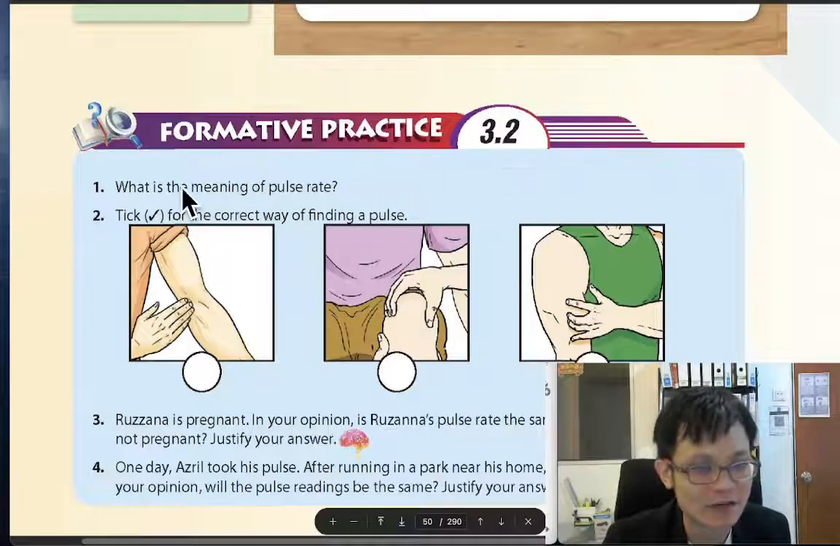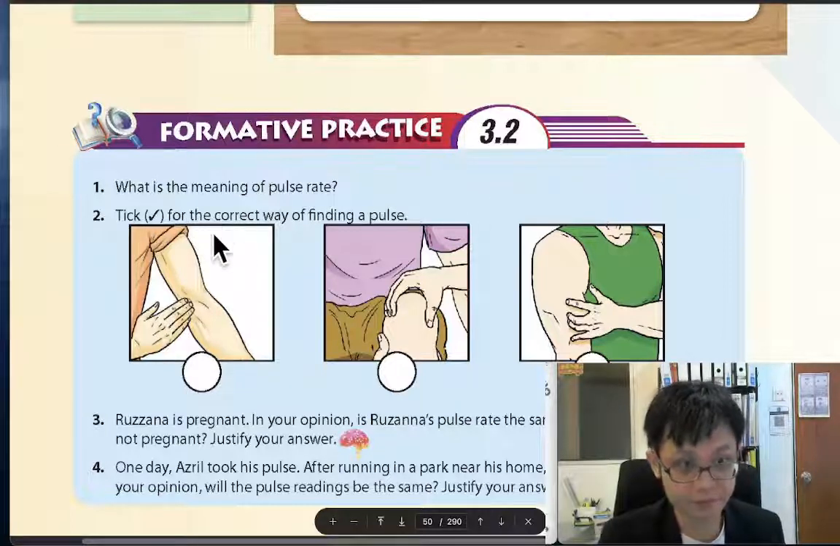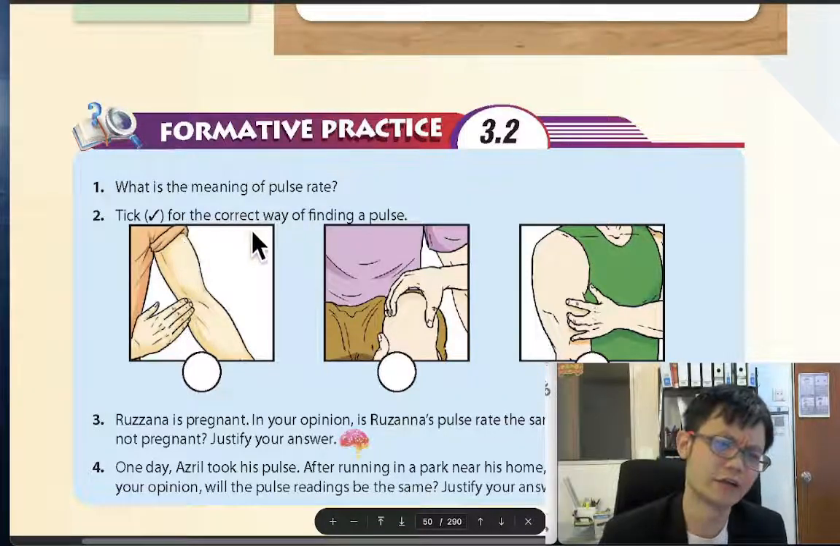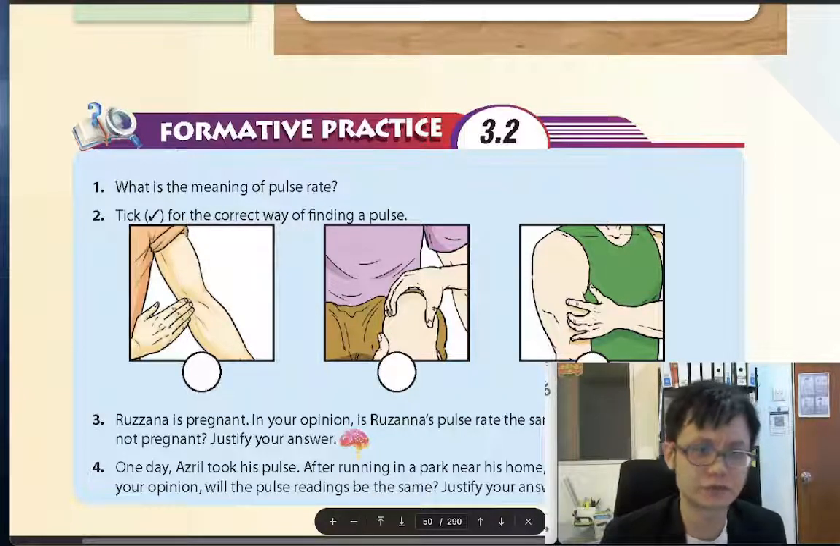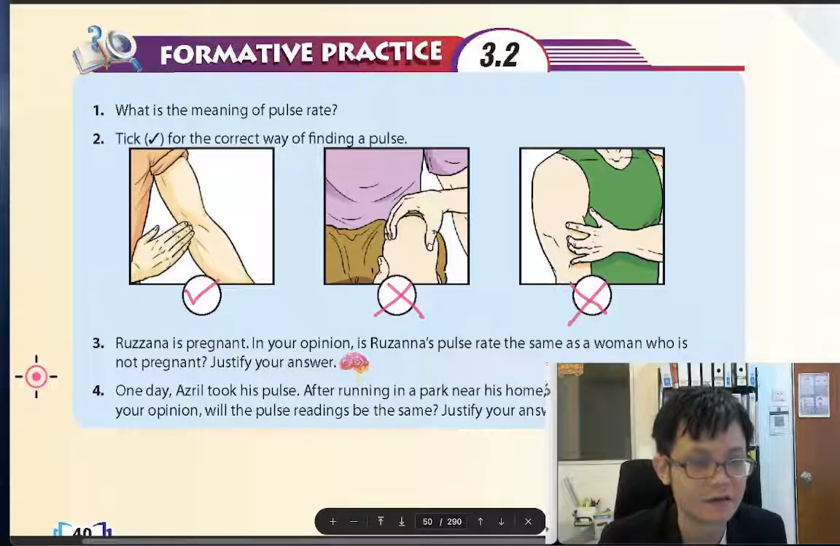Okay, let's see, what is the meaning of the pulse rate? It is the measurement of the number of heartbeats per minute. Okay, very good. Take the correct way to find a pulse. Okay, the first one, very good. So this one is tete. This one is tete. Okay.